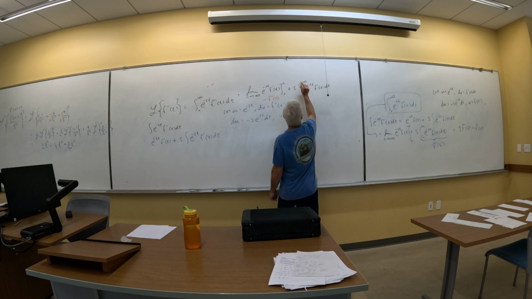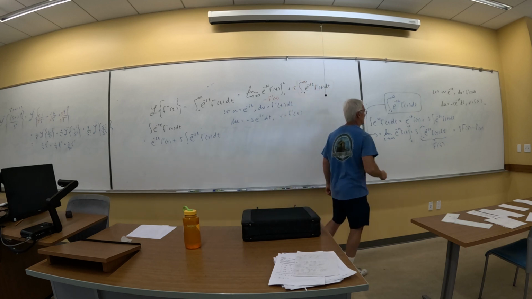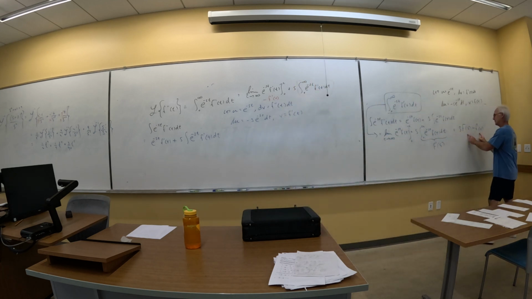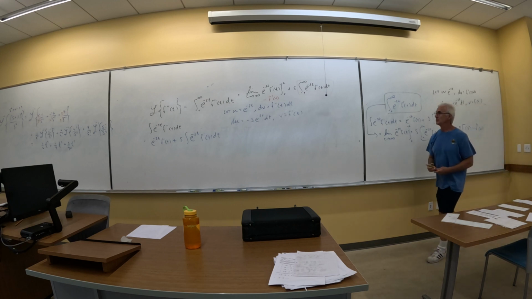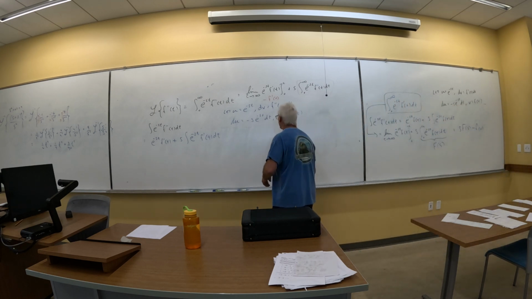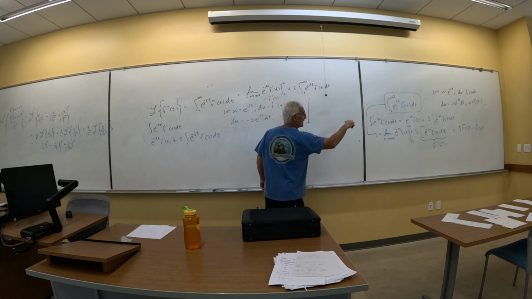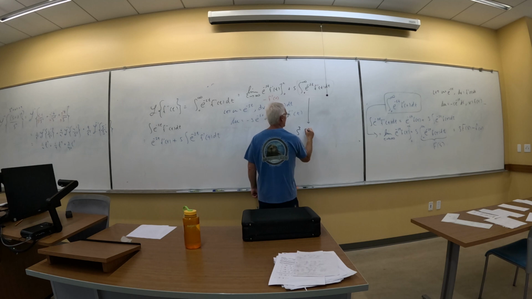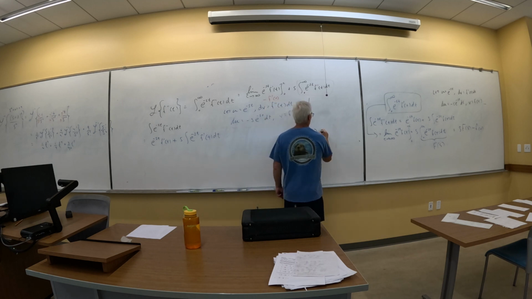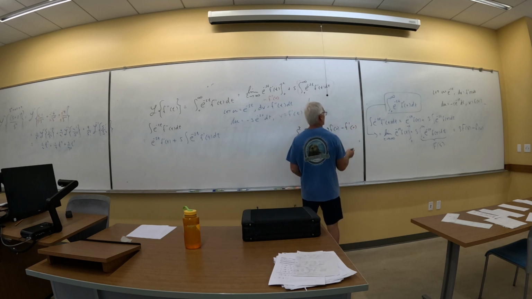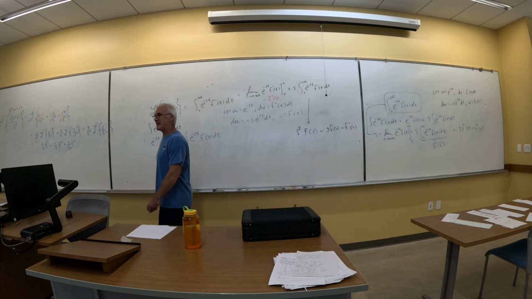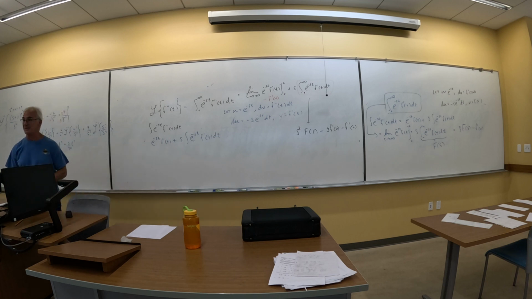What about this? Well, this part here we just showed was equal to this. So that means my whole answer here ends up being s squared times that. So s squared F of s, minus s times little f of 0, minus f prime of 0. Oy vey. But now we have the Laplace transform of the first and second derivative. You don't actually need to rederive it. You just need to start at the beginning, plug and chug.